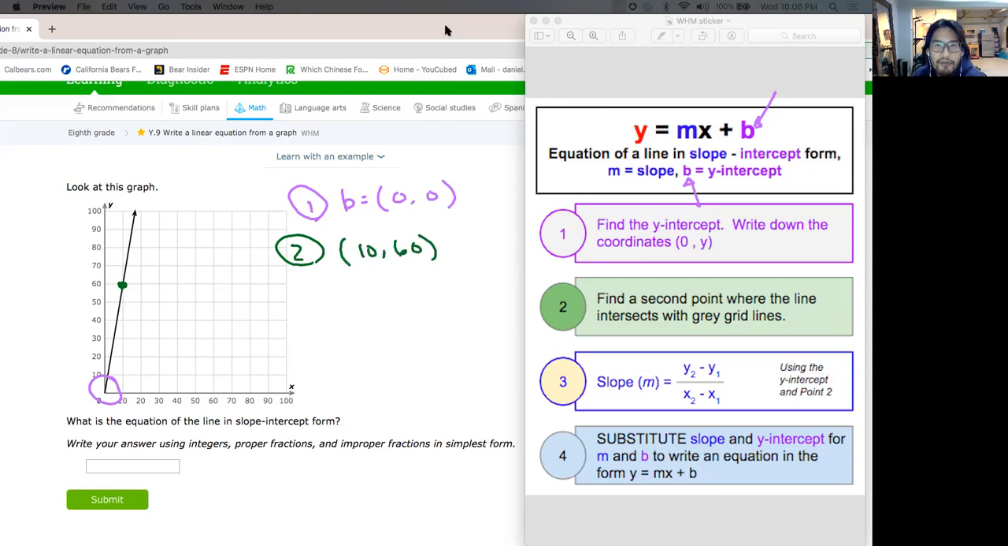So that's step 2. Now I'm going to do step 3 in blue, which is to calculate the slope, right? I'm going to use my formula, y2 minus y1 over x2 minus x1. I'm going to make my y-intercept point 1. I'm going to make my second point point 2. That makes this 60, y of 2.